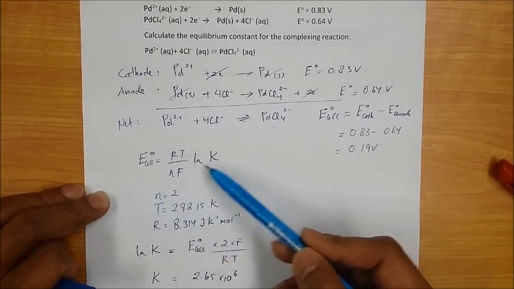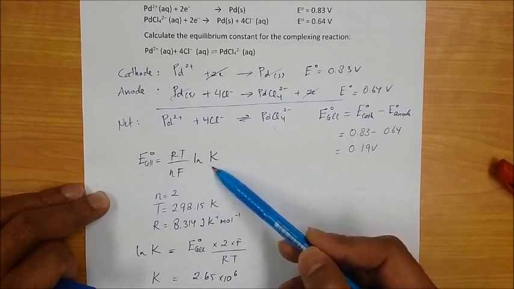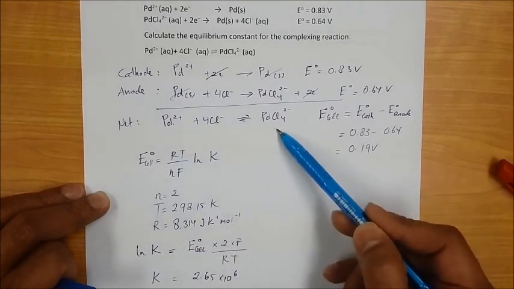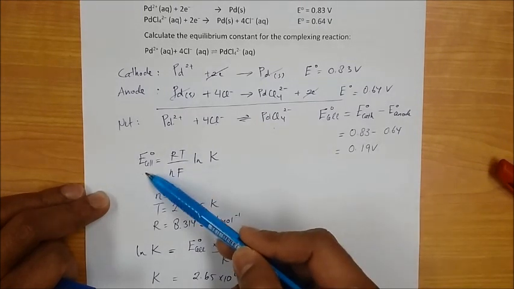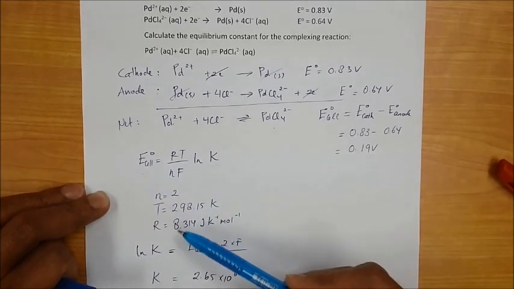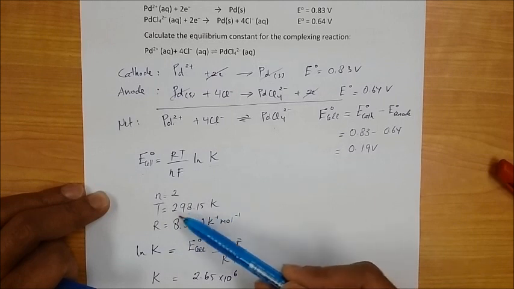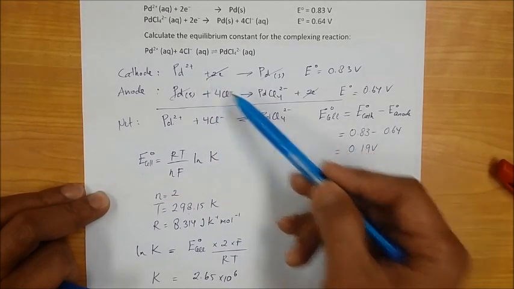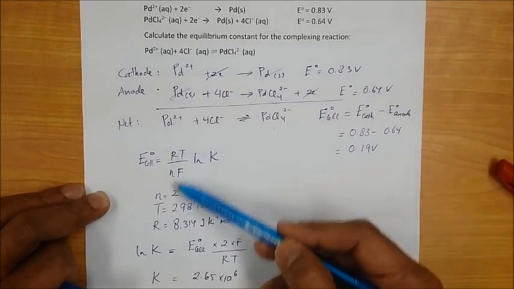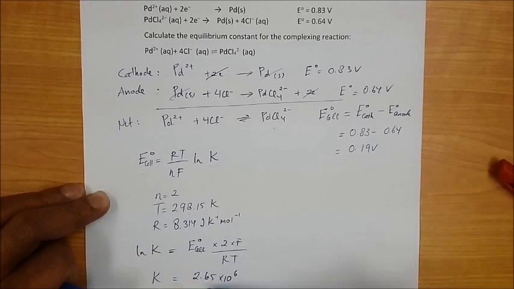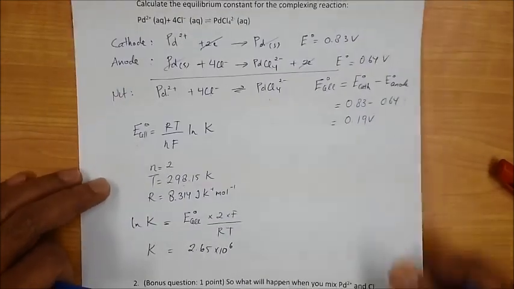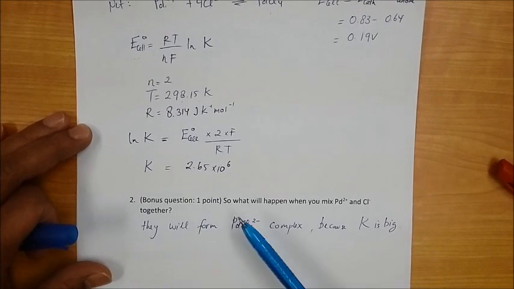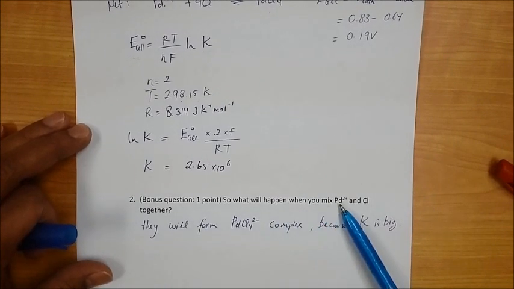So the next step is to use this formula to calculate the K. This is what we wanted to find, the equilibrium constant of this reaction, right? So you have the E naught of the cell at standard condition, and at standard condition the temperature is 25 degrees Celsius or 298.15 Kelvin, and the number of electrons participating in this reaction is 2 electrons. Then you can solve this, and you will get K equals 2.65 times 10 to the power 6, right?